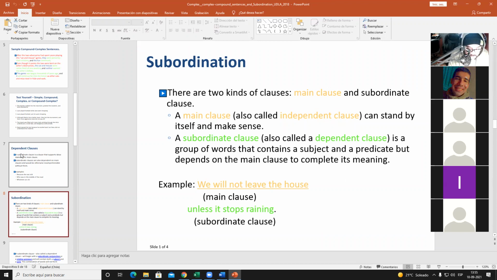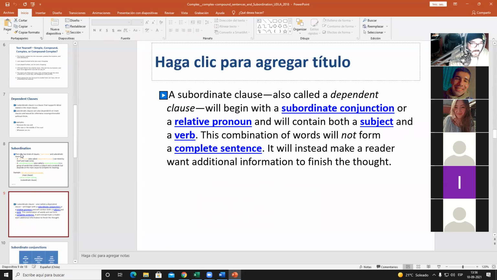In that respect, by a process of subordination, we're going to create a complex sentence by joining the subordinate clause, unless it stops raining, to the main or independent clause, we will not leave the house, right? Right, any problem, any question? No? No, profe.